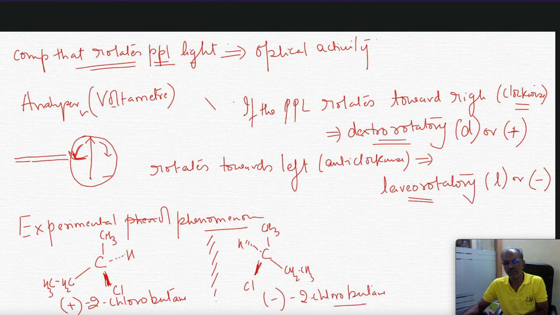Right? 2-chlorobutane. Again, I'll say this is an experimental formula. Not by seeing the structure of a compound can we say at this point whether it is dextrorotatory or levorotatory. Right?